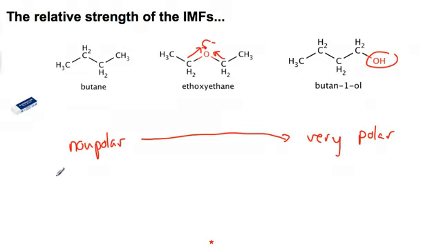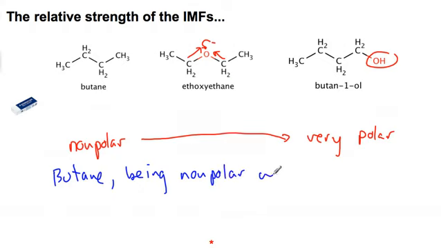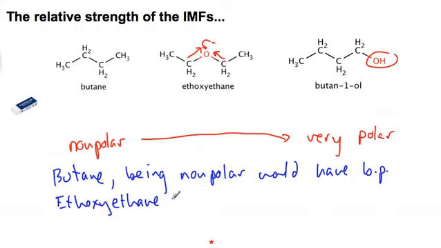So we would predict that butane, being nonpolar, would have the lowest boiling point. BP, short for boiling point, is pretty commonly used. And then the boiling point is going to increase from there. So ethoxyethane shows dipole-dipole forces.